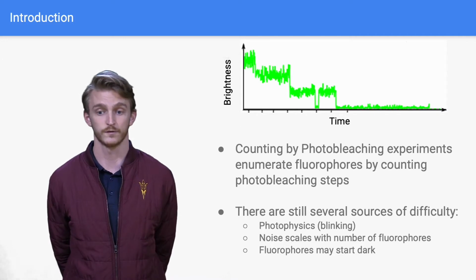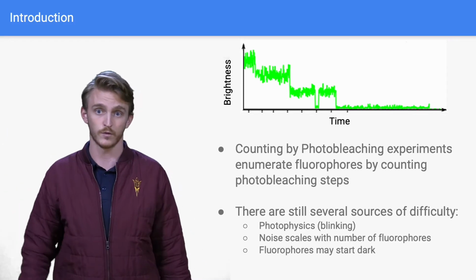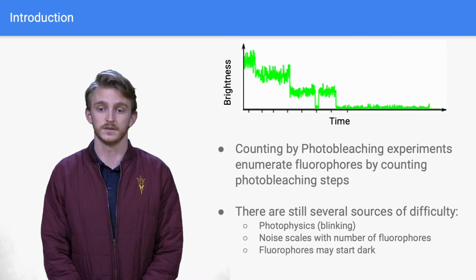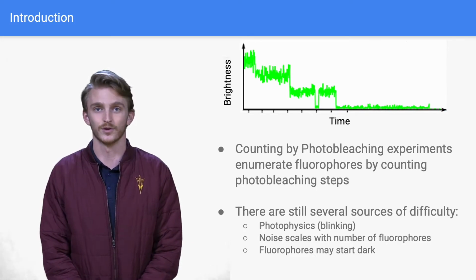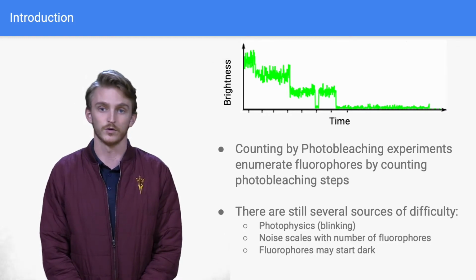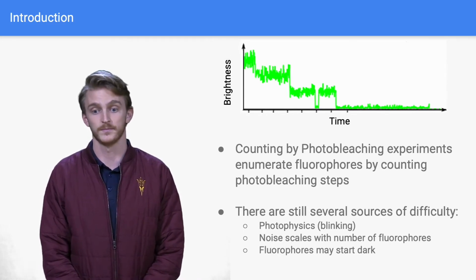In particular, photophysics, like blinking, can make steps appear as the fluorophores blink and unblink, such that the number of steps you see in the experiment does not correlate to the number of fluorophores. Additionally, the noise scales with the number of fluorophores, meaning that while spots can be resolved very easily when you have a few fluorophores, like 3, when you have 100 fluorophores, suddenly steps are much harder to see by eye, and often become impossible to see by eye.